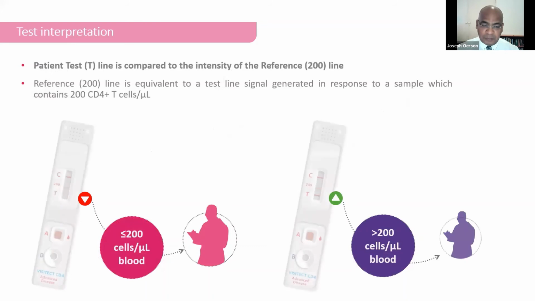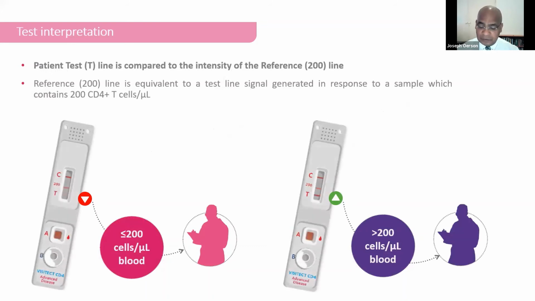The results are interpreted as follows. The first check always is to make sure that we have a control line and a reference line in place. Once that is there, then we know that we have a valid result. We then compare the test line with the reference line. So on the left-hand side of the screen, if the test line is less intense than the reference line, then the result is read as below reference. Also, if the line is absent, that is also read as below reference.